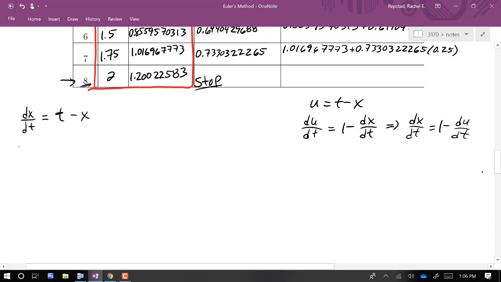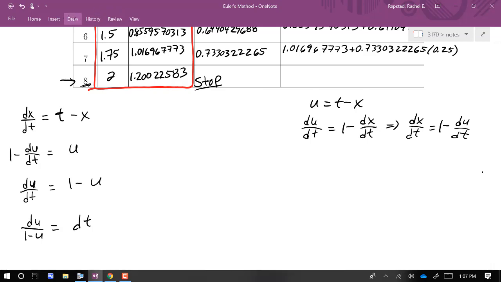So making the substitution, I have 1 minus du/dt is equal to u. I'll solve this for du/dt, a little algebra here. du/dt is equal to 1 minus u. And rearranging, separating the variables, remember doing that from a while back. I'll divide by 1 minus u both sides and multiply both sides by dt. So we get du over 1 minus u equals dt. Now let's integrate both sides.